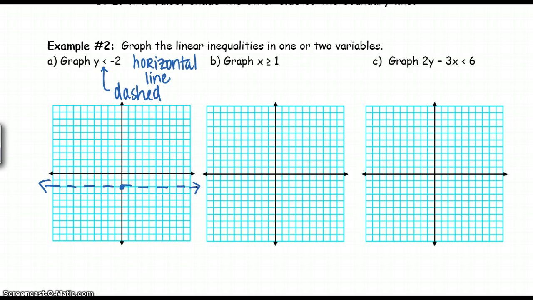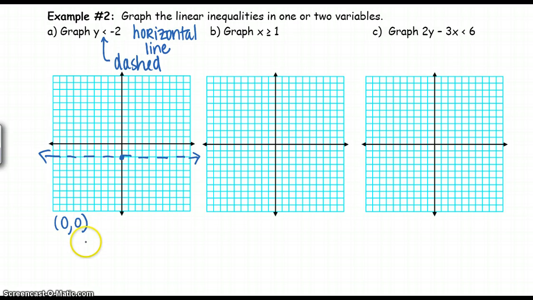Then you're supposed to pick a point and substitute it in and see if it works, if it's true or false. I love to pick the origin. I love to pick 0, 0. It's just the easiest thing to check. So if I substitute this in, this is x, this is y.